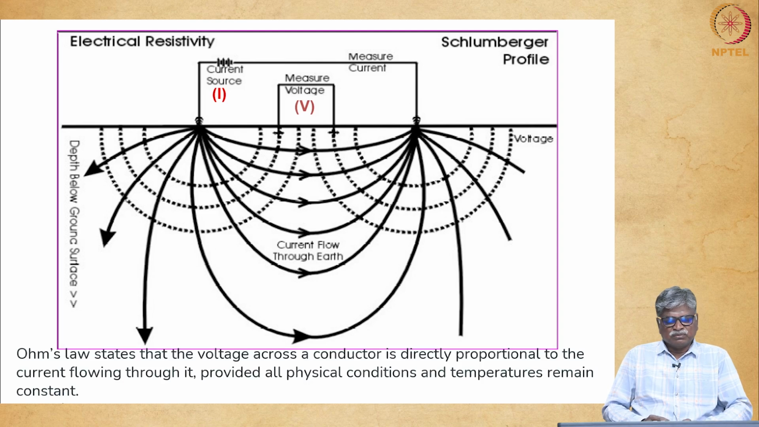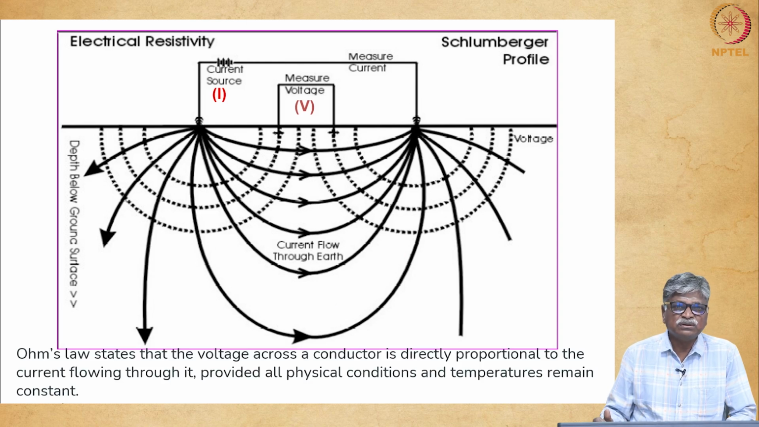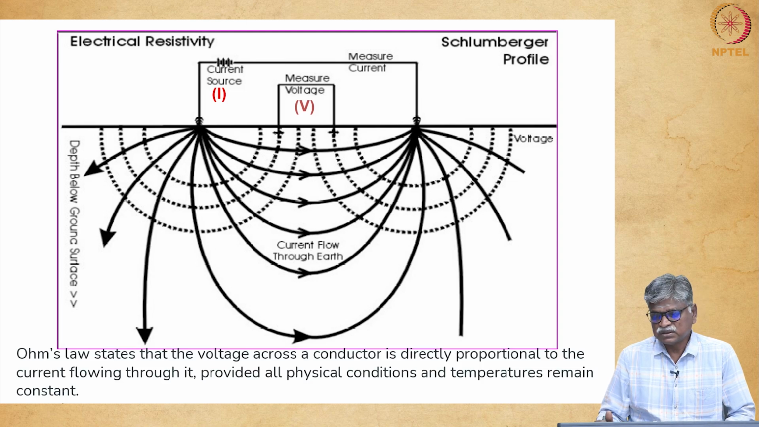It is based on Ohm's law. First, when you send the current, whatever current you send, it measures that as I. From that, the potential difference we measure is V. So R is equal to V by I. It is based on Ohm's law only.